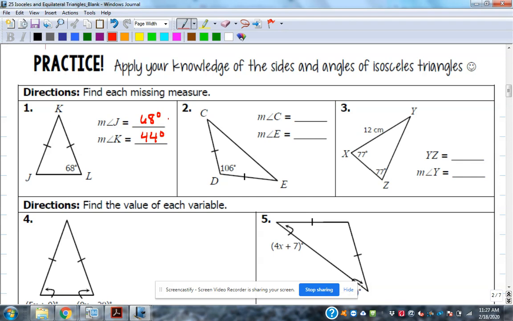On this one, they give us the vertex angle on number 2. The vertex angle is 106. That means there's how much left to split between C and E? Yeah, subtract that from 180 and then do what with it? Divide it by 2. So that'd be 74 divided by 2, which is 37.